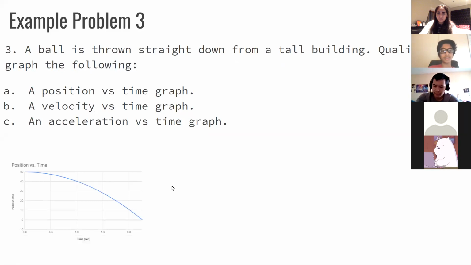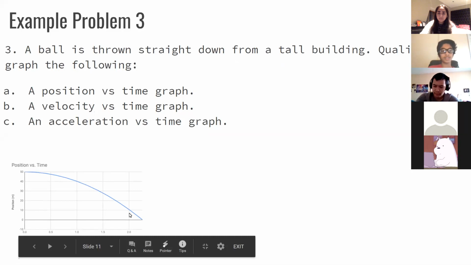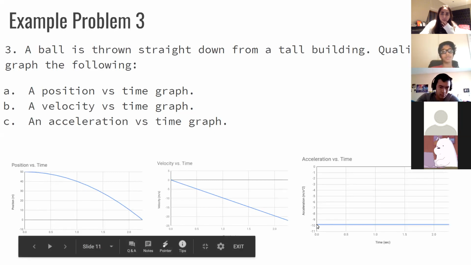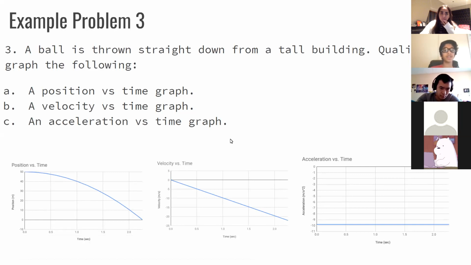Since we're throwing it straight down, however, in this scenario, it's just going to fall straight off the building. It doesn't have a chance to go up. So we only actually have the second half for the velocity versus time part. The initial velocity is 0. And the acceleration versus time will always be minus 9.8 meters per second squared. And so this is a classic problem they like to give on the AP Physics exam. What happens if you drop a ball from a tall building? Position will look like a parabola. Velocity will be straight down, and acceleration will be flat.